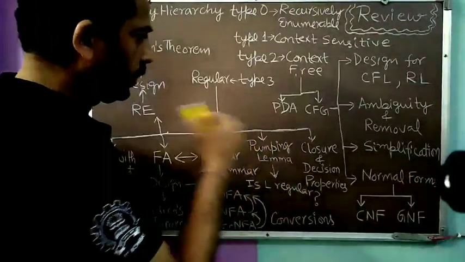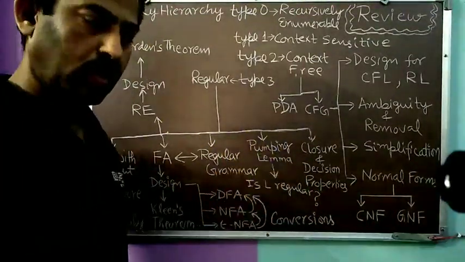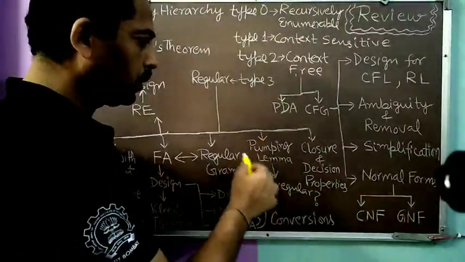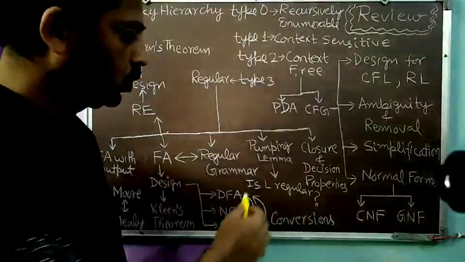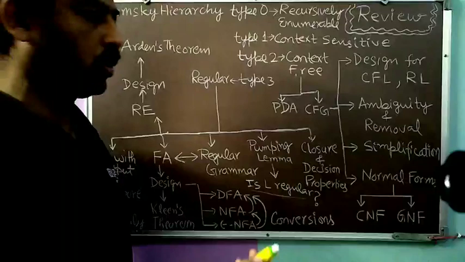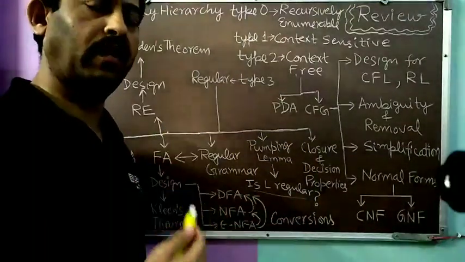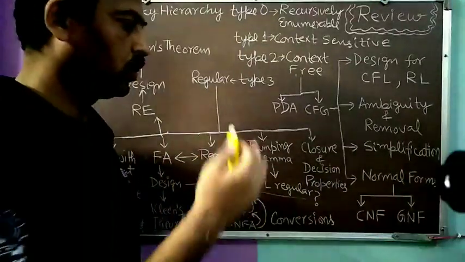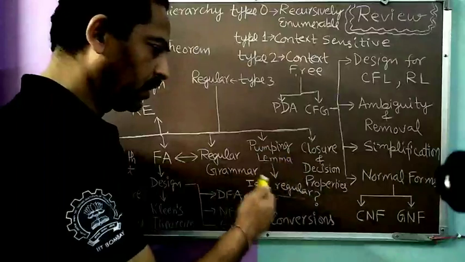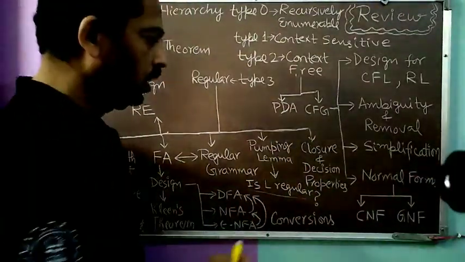Now one important topic in the regular languages was the pumping lemma. Its proof is also important, so revise its proof as well. This pumping lemma was basically useful to test whether a given language L is regular or not. We were using this pumping lemma to prove that certain given languages are not regular. We have already discussed the method by which we test whether a given language L is regular or not through the pumping lemma.